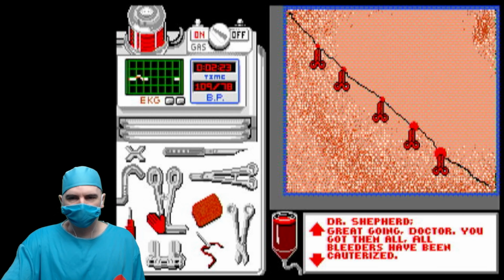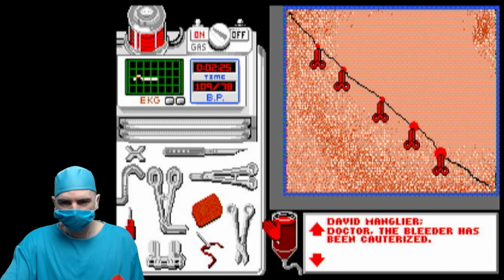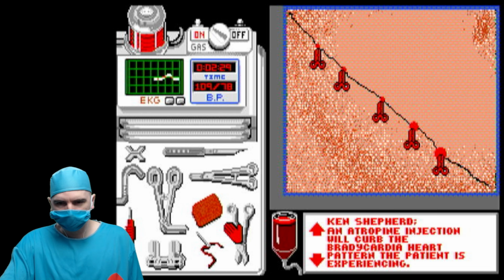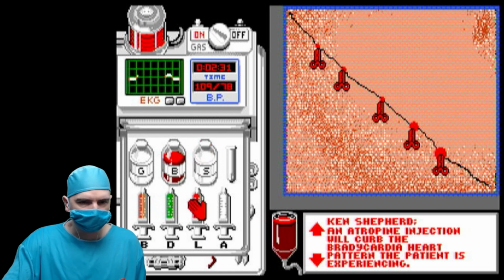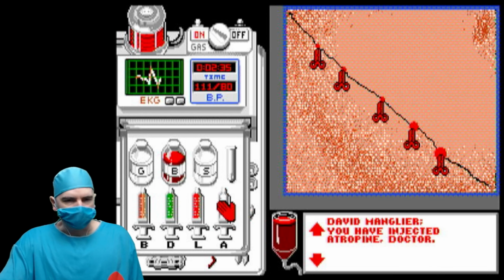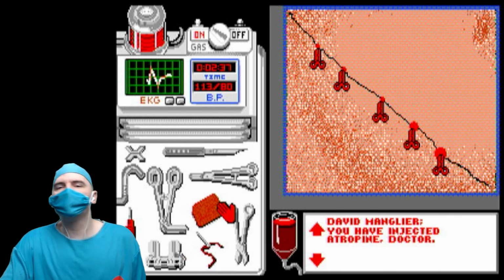Right, stop those bleeders. Right, we've got an issue with the patient already. An atropine injection will curb the bradycardia heart pattern the patient is experiencing. Right, we need to inject some atropine. You have injected atropine, doctor. Good. Right, resume play.